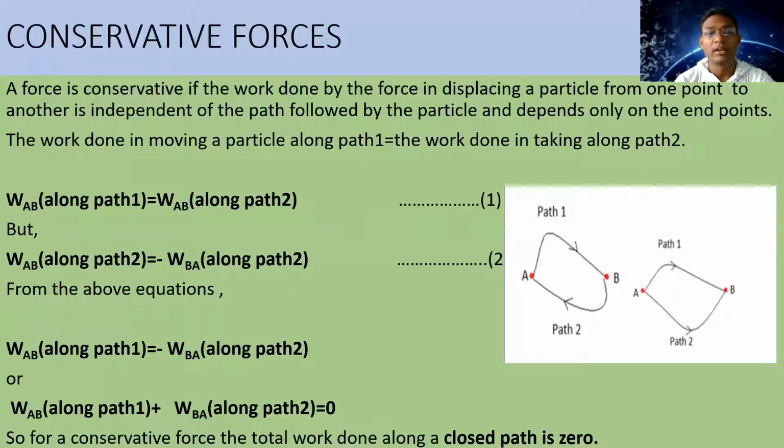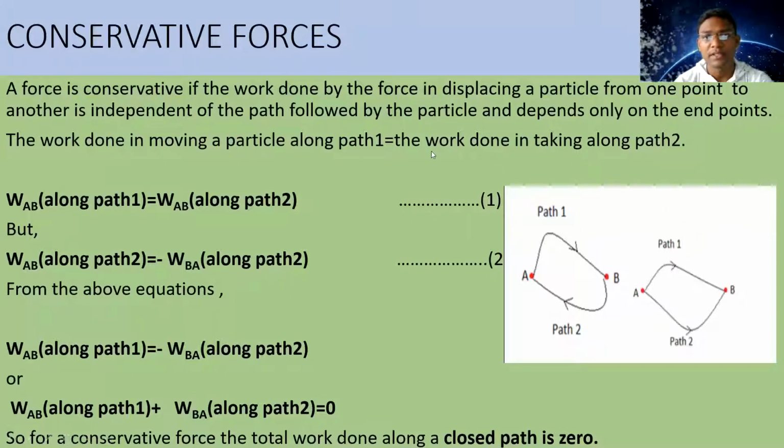Because from the definition, no matter what path the body takes, it will do the same amount of work. As you can see here, the work done in moving a particle along path 1 is equal to the work done in taking it along path 2. So in both the paths, the work done by the conservative force will be same.